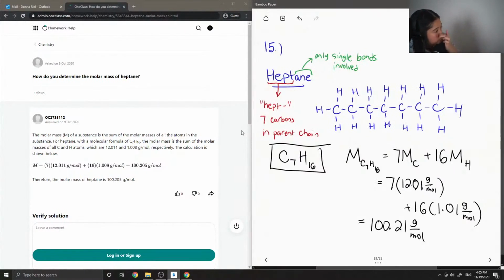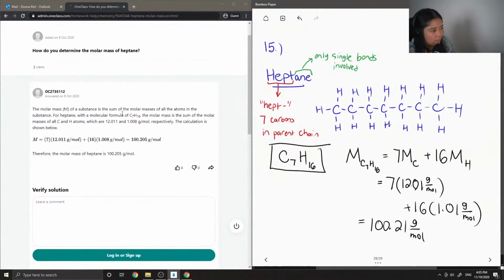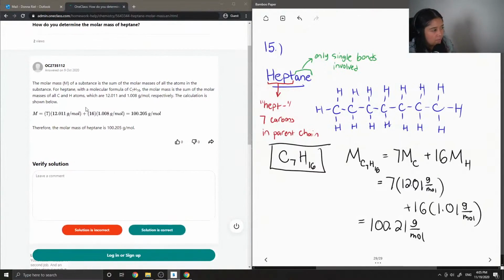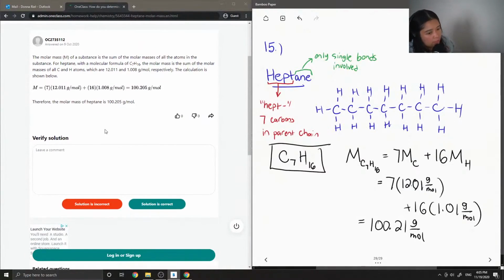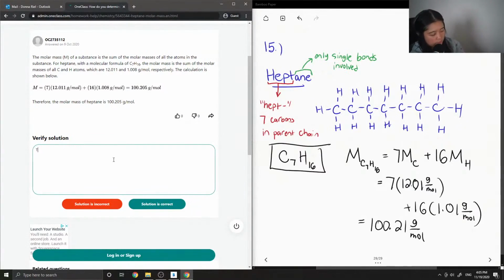Okay, so let's see what the junior tutor said. The molar mass of a substance is the sum of the molar masses of all the atoms in the substance. For heptane, with a molecular formula of C7H16, the molar mass is the sum of the molar masses of all carbon and hydrogen atoms, which are 12.01 and 1.008 grams per mole respectively. Calculation is shown below. Yep, so they also got 100.205, so this solution is correct.